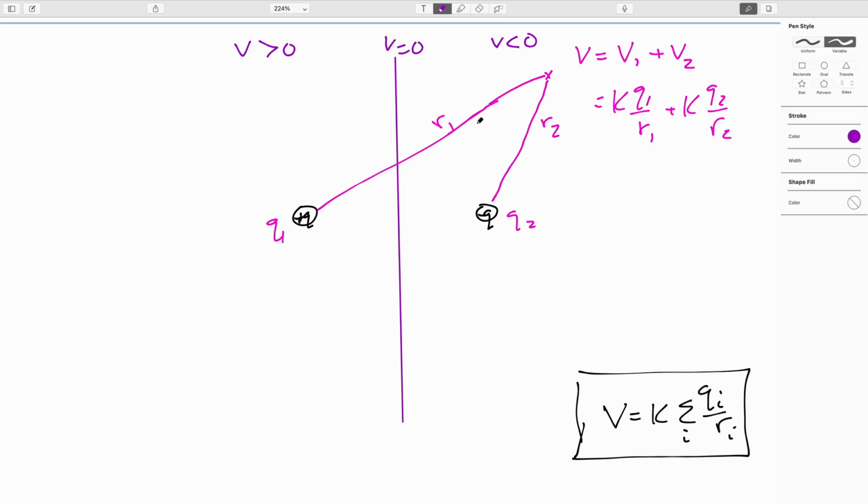All right. So the next thing to ask yourself is, imagine that you are sitting quite close to one of the point charges. What would the equipotential surface look like then?